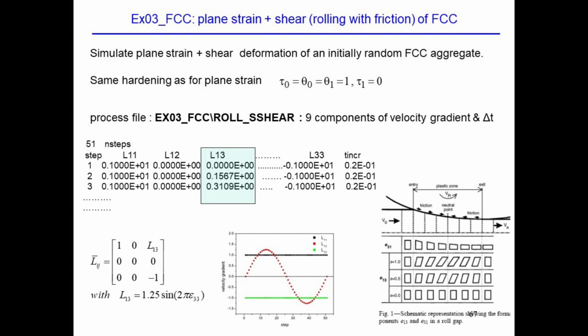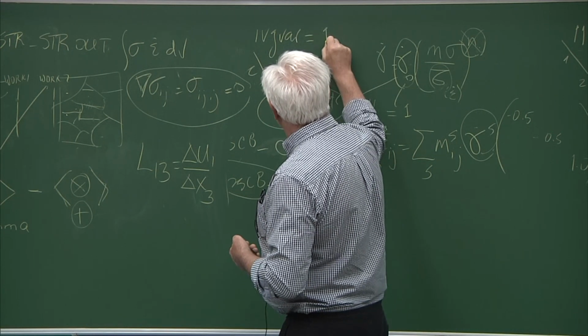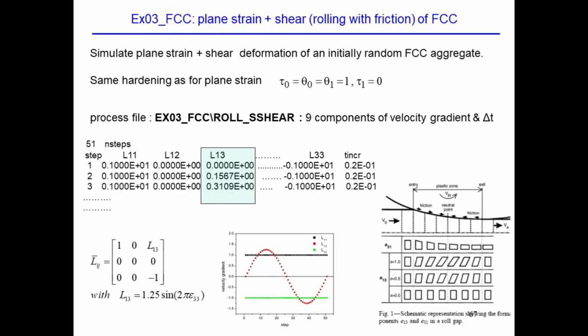So the code can do that if the value IVG bar is equal to 1. This means a non-monotonic law, and you have to read that law from a file. And I show what the file looks like. If you go into the directory example 3 FCC, there is a file called rolling and simple shear, and that gives the 9 components of the velocity gradient. I put here only some of them because most of them are 0. So this is L13, and L13 follows this sinusoidal dependence. And this is L11. Remember that these are rates, so the rates are homogeneous L11, homogeneous L33, but varying L13. And these are the time increments associated with each one.